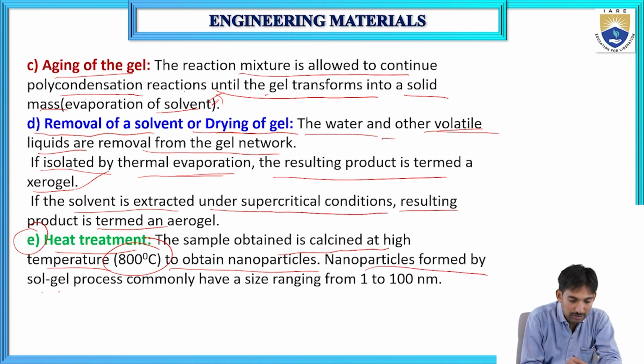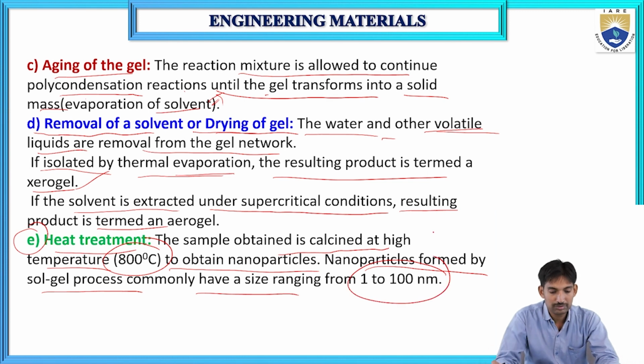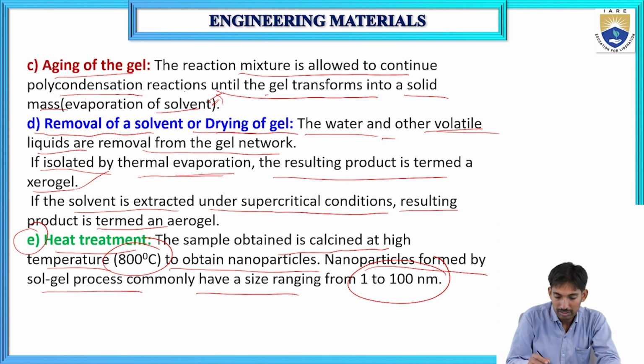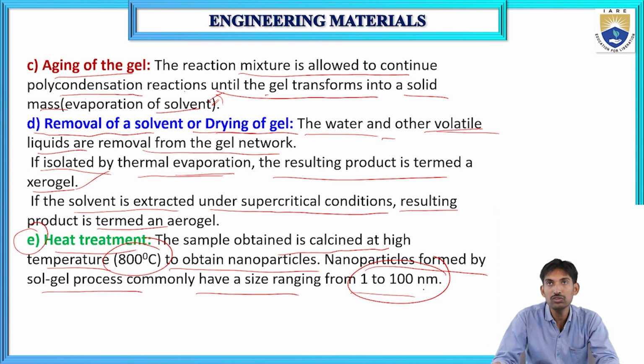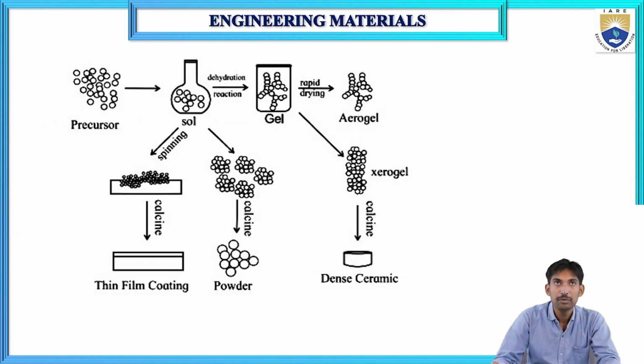Nanoparticles formed by the Sol-gel process commonly have a size ranging from 1 to 100 nanometers. After calcination above 800 degrees centigrade, we will get the dried powder. Then if you crush or grind it, we will get nanoparticles within the range of 1 to 100 nanometers. This is the procedure for the preparation by the Sol-gel process.